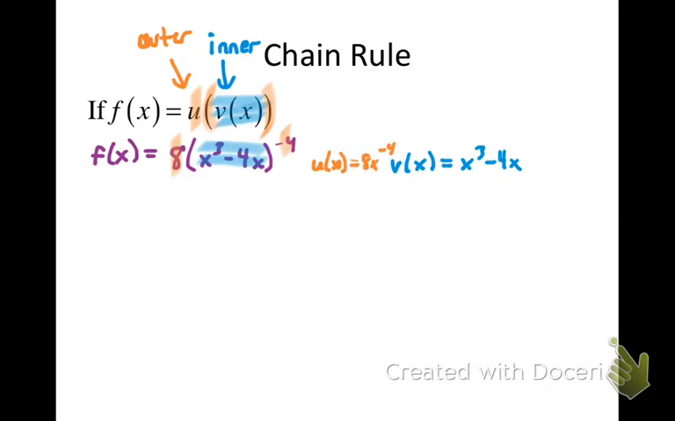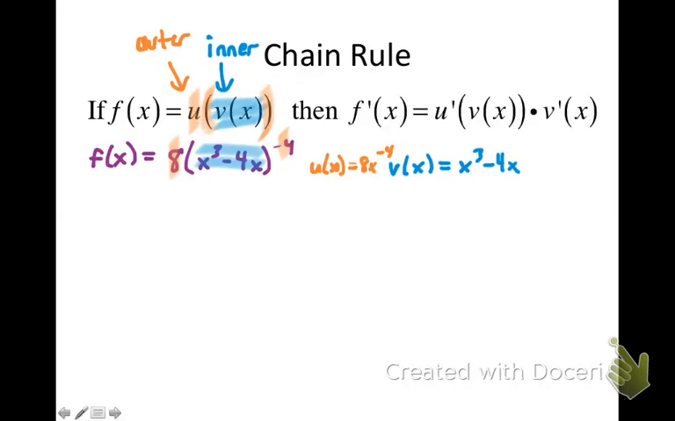So how do you differentiate such a thing? Well, this looks complicated, but according to the chain rule, the derivative of f of x is equal to u prime of v of x times v prime of x. All right, now I'm going to break this down, and then I'll show you with the function that I've already made up right here how that actually works in practice. Remember, u is the outer function. That's what I was labeling it as up here.